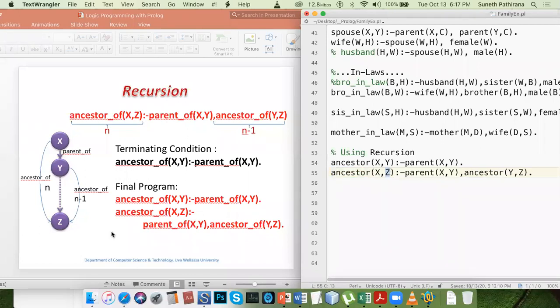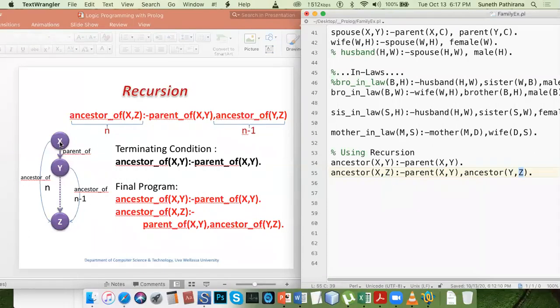Z is the grandchild of the family. Here it defines X becomes a parent of Y. That is, Y is the intermediate level, the intermediate person who becomes a parent for another person. Y becomes an ancestor of Z.